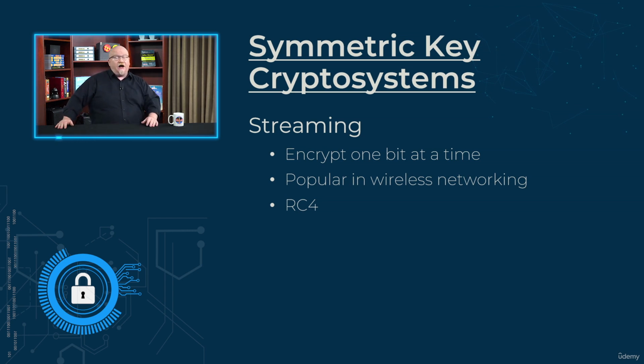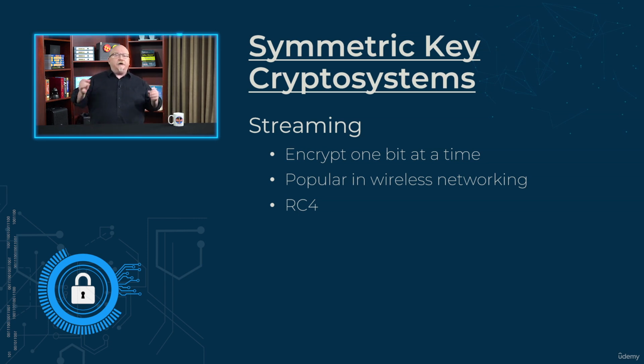Streaming algorithms, unlike block algorithms, were very popular in things like wireless networking, would be a great example. So streaming ciphers have been out for a long time. Traditionally, they were faster than block ciphers, but today, block ciphers have become so fast, in particular AES, that streaming ciphers are pretty much ignored. In fact, there's only one real streaming cipher you may ever run into, and that's known as RC4.